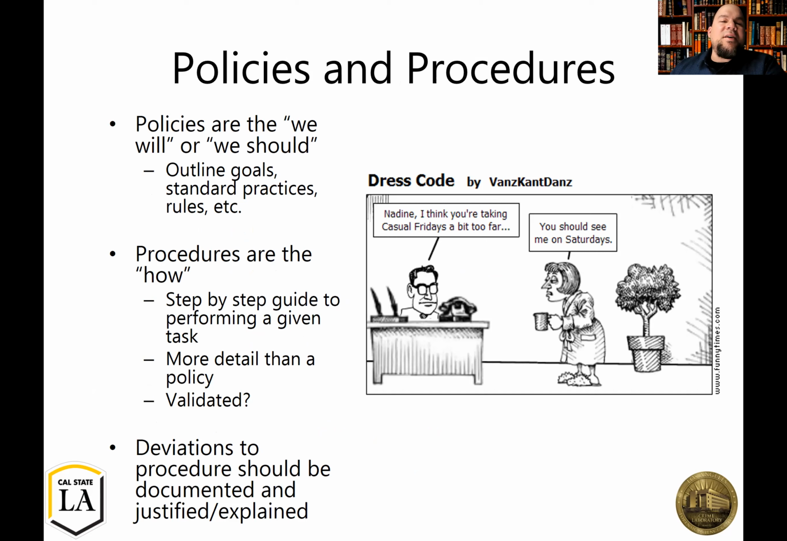So policies are the "we will" or "we should." You outline those goals, standards, and practices. Those are the policies. Procedures are how we will actually do those things. So step-by-step guides, with more detail than the policies themselves. And deviations from procedure should be documented, justified, and explained if they occur. And sometimes they can be well justified, right?